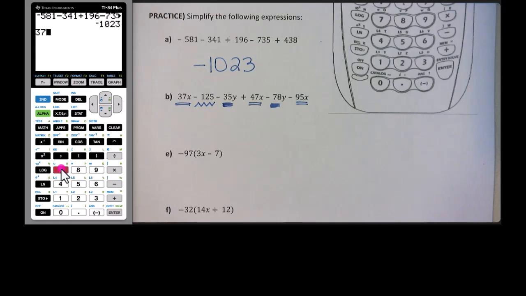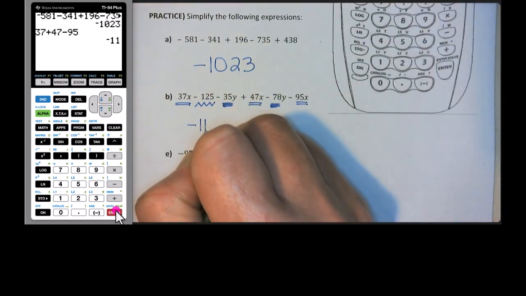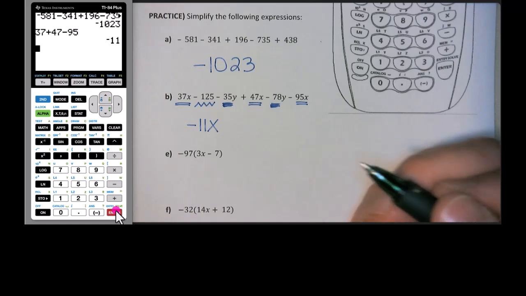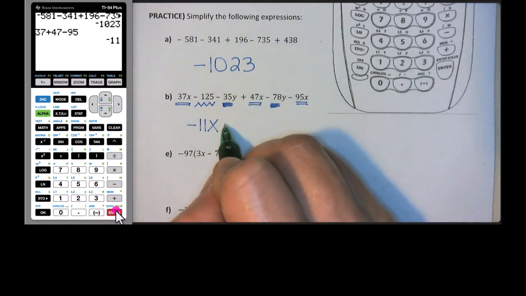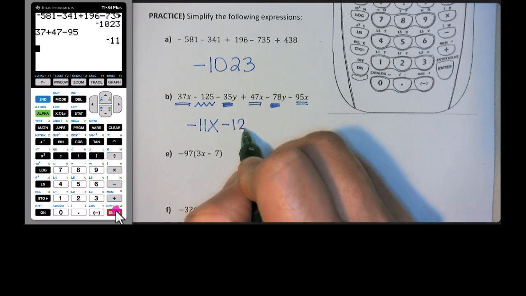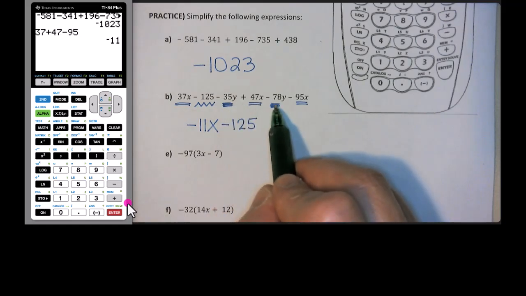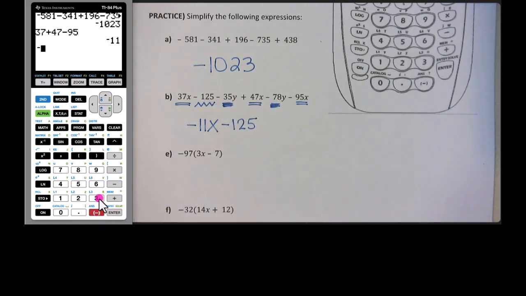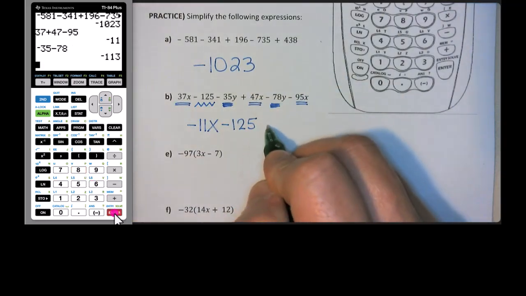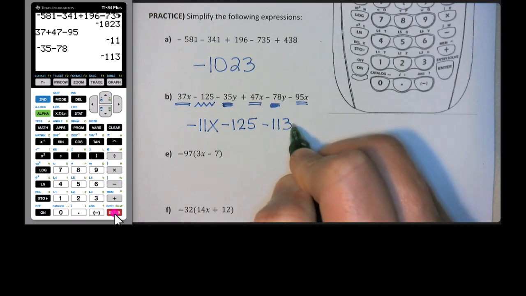We have 37 plus 47 minus 95, and we get negative, and don't forget to write the letter X. The negative 125 does not have a like term, so I'm just going to bring it down. And the next one is the y, so I have negative 35, so remember the little negative, and the second negative is going to be the big one, negative 78. And we press enter, and we get negative 113y.